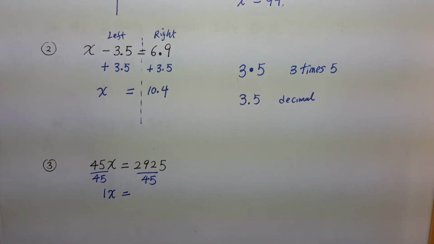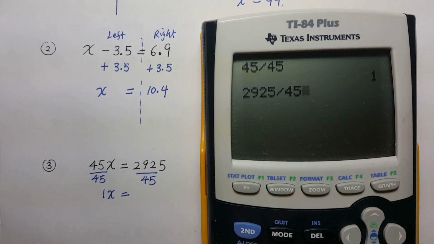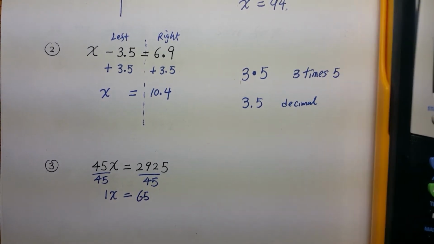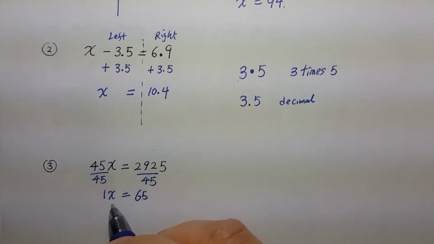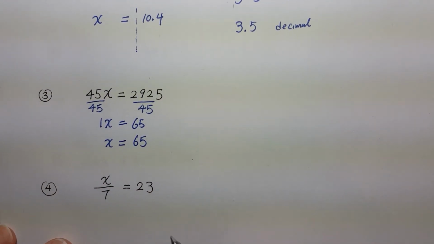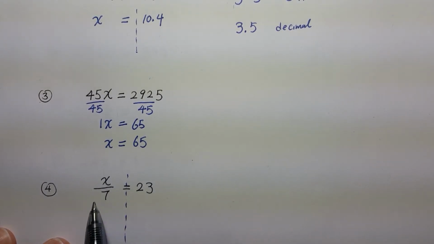So we have 2,925 divided by 45, and we get 65. So therefore, we have 1x equal to 65. 1x means x, so therefore x equal to 65. So we finished question number 3. Let's take a look at number 4. So on the left side, we have x over 7. This means division. X is divided by 7. To get rid of the 7, we had to use the opposite operation or the inverse operation.